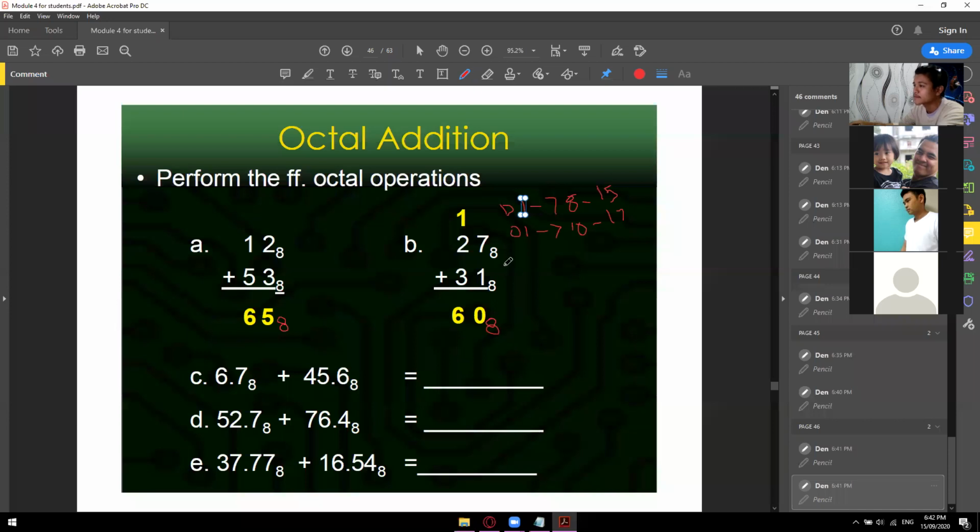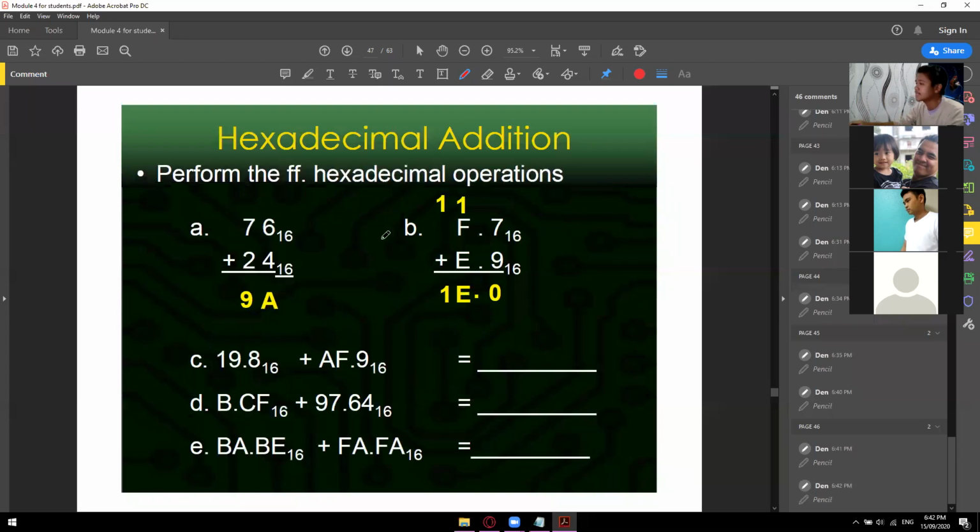Alright? So ang aalalahanin nyo lang kapag sumobra na sa 8 or 9. Okay. Meron na siyang another equivalent na result dito sa decimal or sa octal. Okay? So if we have octal, we also have hexadecimal.